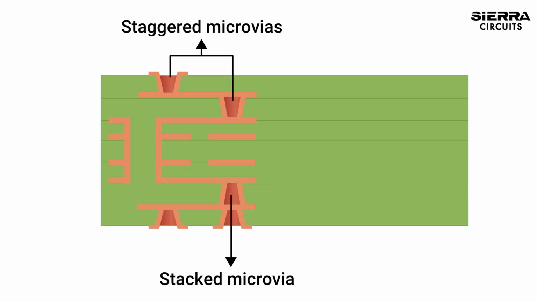These are classified into stacked and staggered microvias depending on their alignment. Stacked vias are piled on top of one another in different layers. Staggered vias are scattered in the different layers.